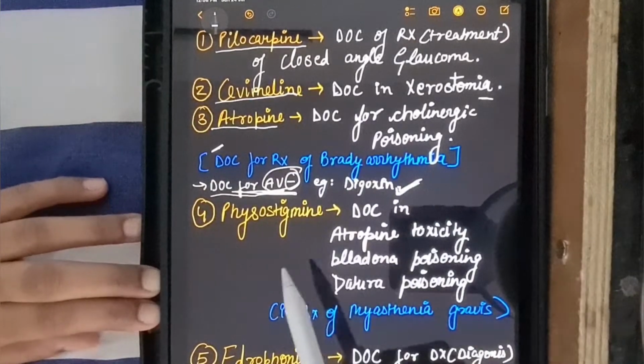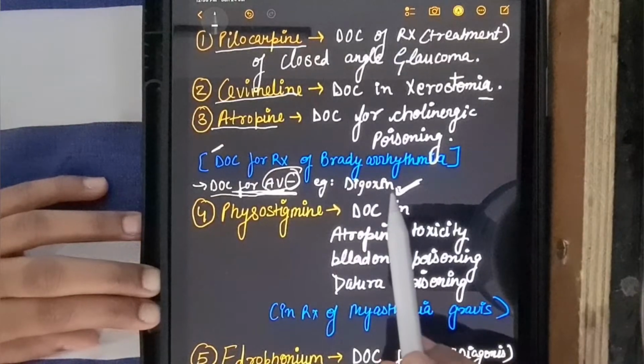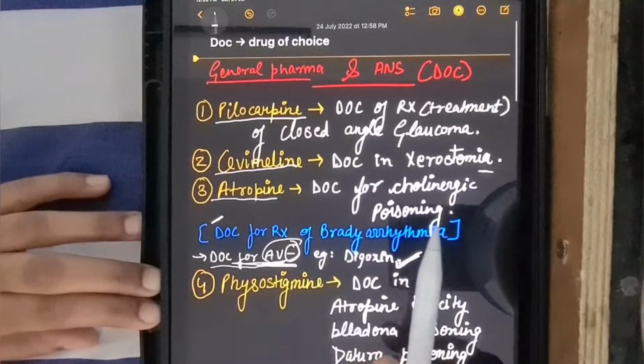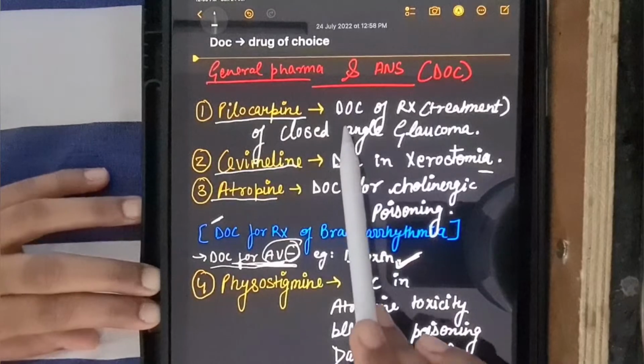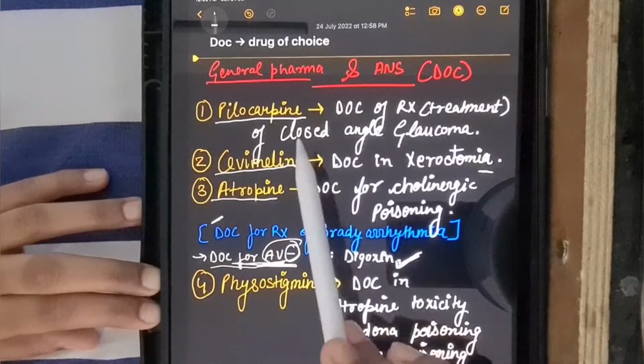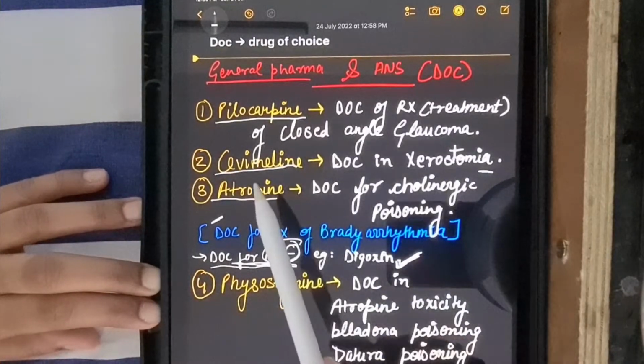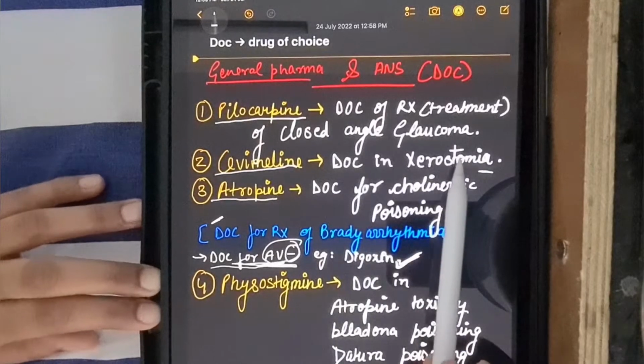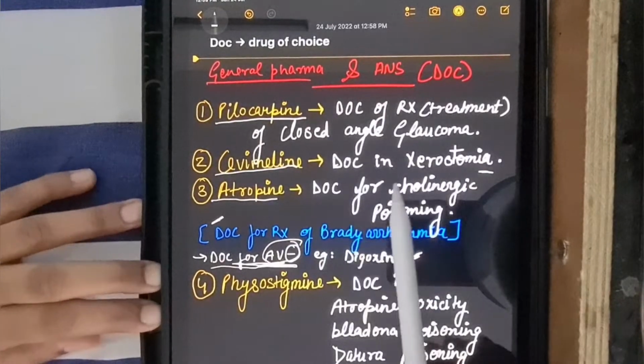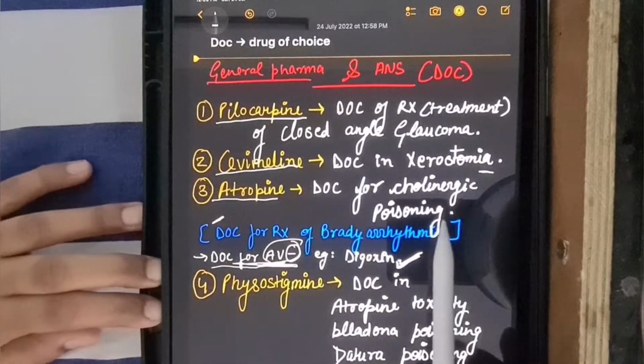We will pronounce it in any way. This is digoxin. So we have learned about three drugs. The first is pilocarpine, which is a drug of choice for treatment of closed angle glaucoma. Cevimeline, drug of choice in xerostomia. Atropine, drug of choice for cholinergic poisoning.